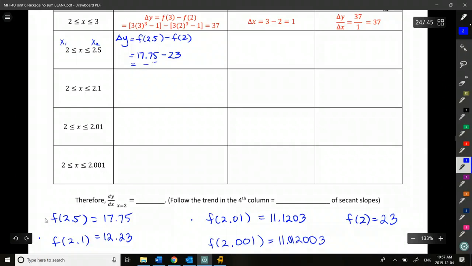And that gives us negative 5.25. Our change in our x's here is going to be essentially x2 minus x1. In this case, we said 2.5 would be our x2, and 2 would be our x1. So that's 0.5. For that 2, we got 11.